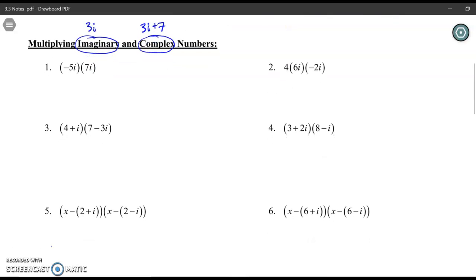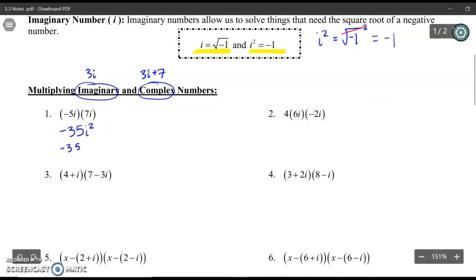In number 1, I'm going to multiply -5i by 7i. I multiply the -5 and the 7 together to get -35. And with the i's, I get an i squared, because i times i is i squared. Now remember that i squared, like we learned up here, is equal to -1. So I can replace that i squared with -1. -35 times -1 is just 35.